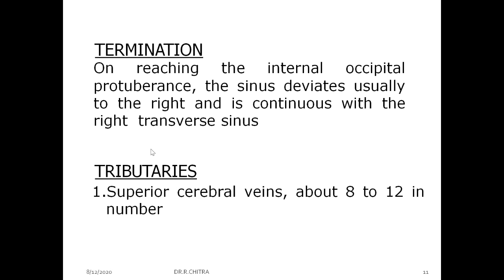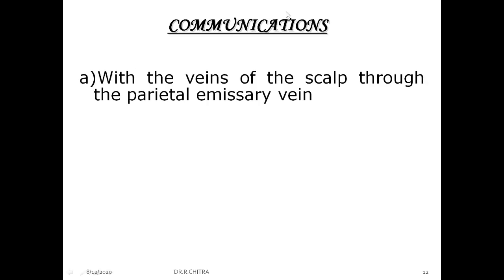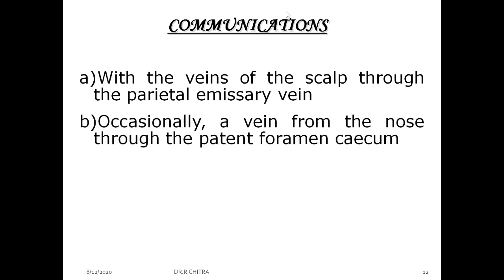Tributaries: to remember this, it is situated in the upper margin of the falx cerebri. So it will receive the cerebral veins from the superolateral surface of the cerebrum. These are the superior cerebral veins, about 8 to 12 in number. Communications: through the parietal emissary vein, they communicate with the veins of the scalp.